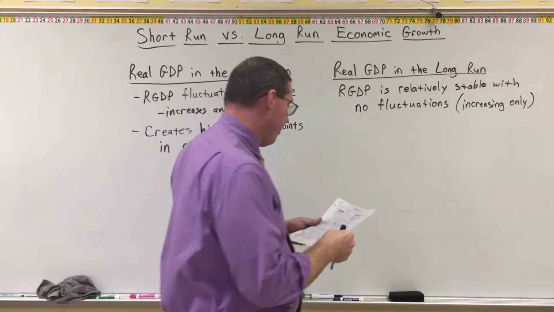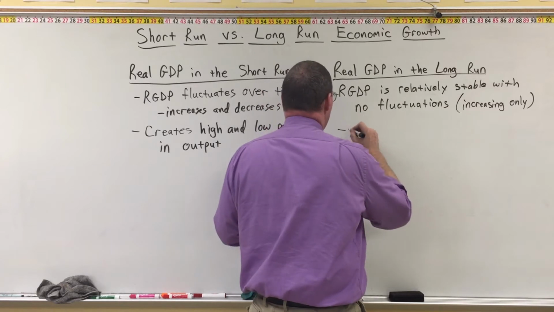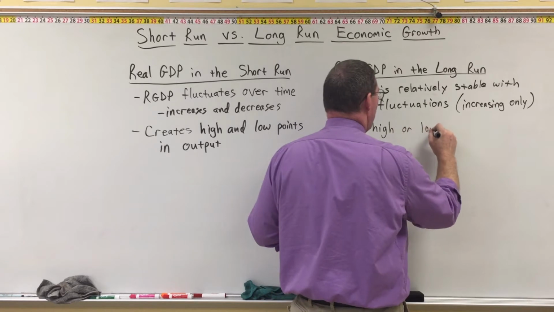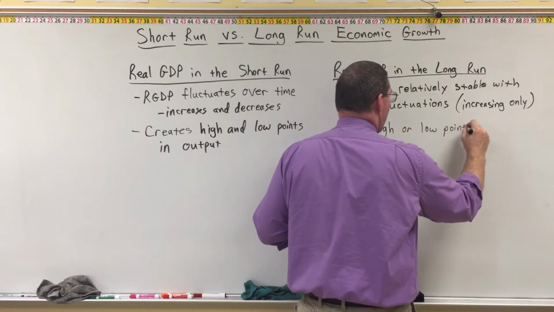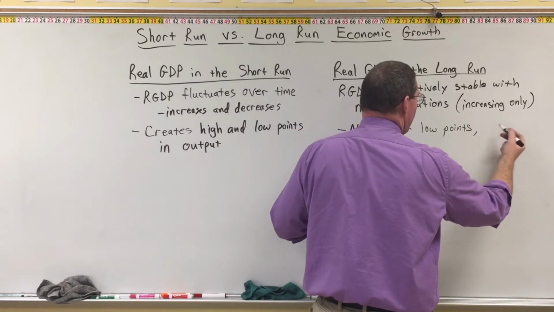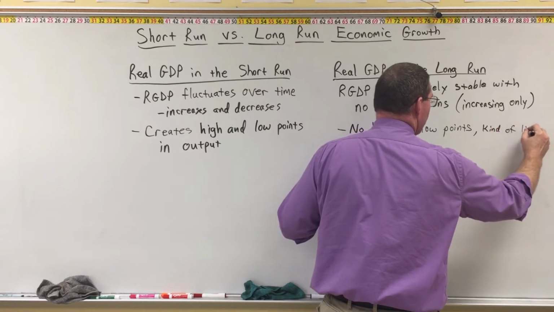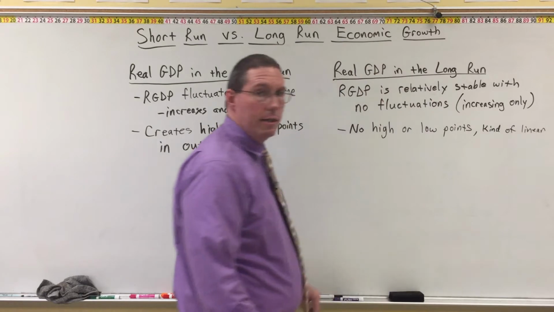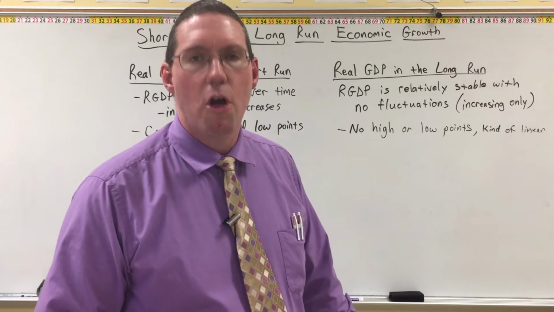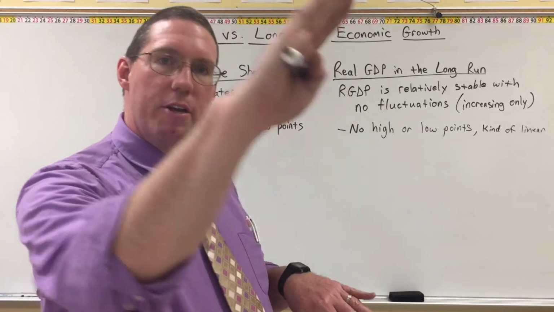In the long run, here's the key. We have no high or low points. Now, I'm going to say it's not linear, but it is kind of linear, meaning we can understand it in a linear way, even though it actually isn't linear. But here in the principles of macroeconomics class, we can almost think of it as a straight line. And when I draw it, I'm going to draw it as a straight line, but it is increasing only.